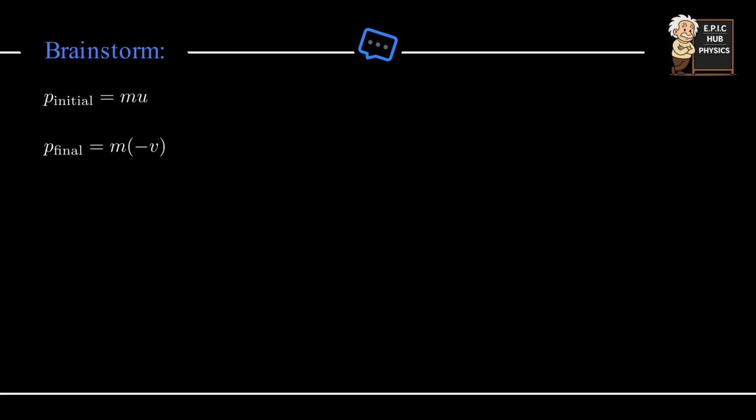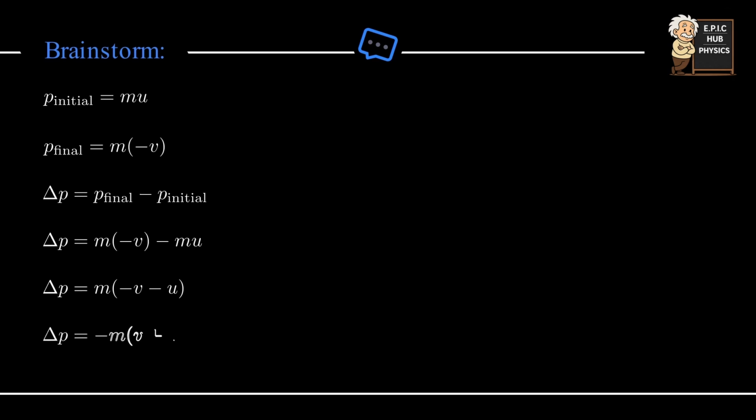Now we calculate the change in momentum using the definition. Delta p equals p final minus p initial. Next, we substitute the expressions we found for the initial and final momenta. This gives delta p equals m times negative v minus mu. Both terms contain the mass m, so we can factor it out. Doing that gives delta p equals m multiplied by negative v minus u. We can rewrite this slightly to make it clearer. This becomes delta p equals negative m multiplied by the quantity v plus u.